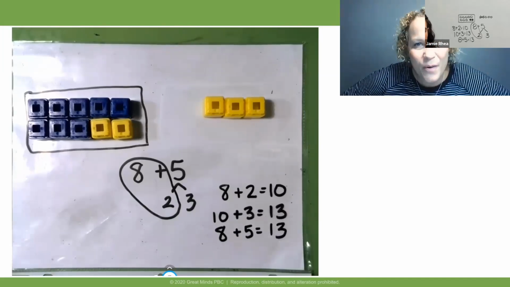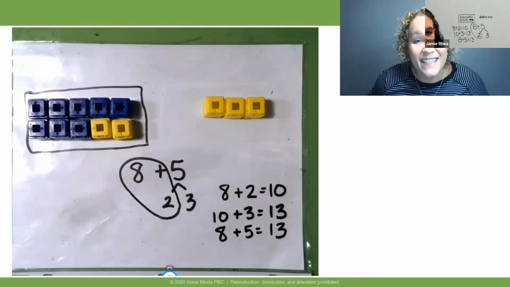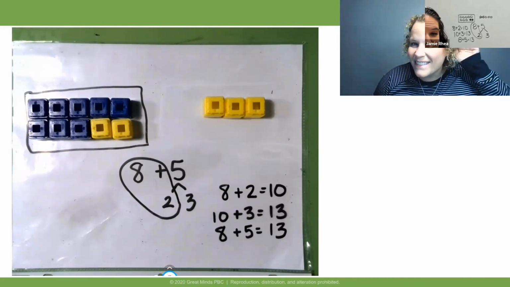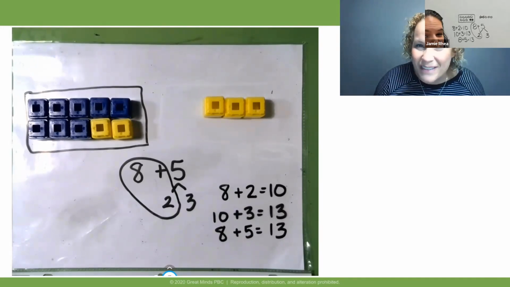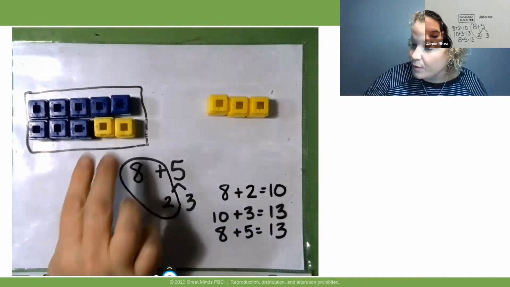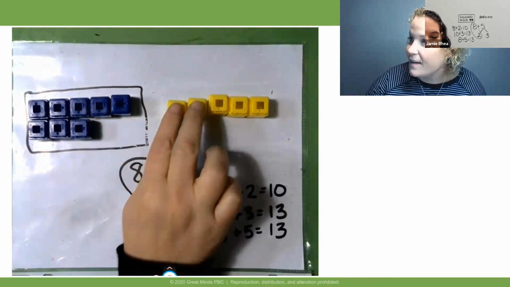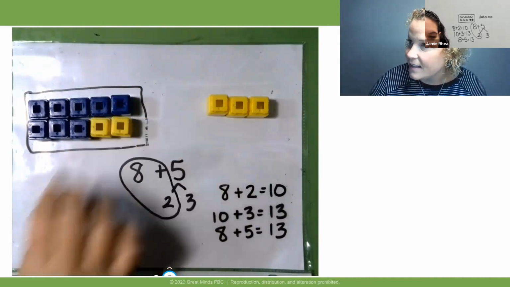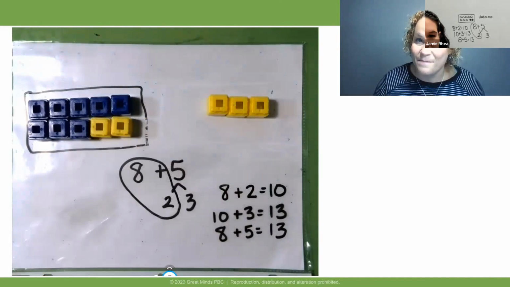How do we know that 10 plus 3 is the same or equal to 8 plus 5? Because we made our 8 into a 10 from our 5. Did we add any more cubes? No. Did we take any away? No. We just moved 2 cubes from the 5 to the 8. So the number of cubes is the same.